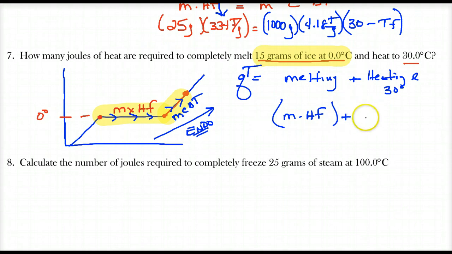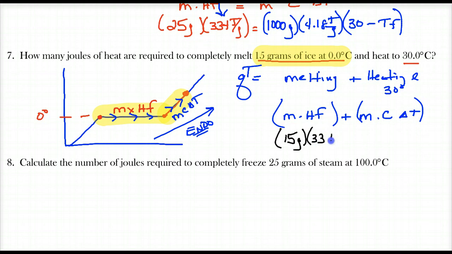So the melting is M times HF plus, well, how do I do this one? Well, mass is the same, right? But this is specific heat, change in temperature. Let's plug these values in so you see what I'm talking about. The mass of the ice is 15 grams. Heat of fusion is 334 joules per gram. I'm going to add this to the mass of the water now. So all of the ice has melted and now is water. Well, guess what? If it's a 15-gram ice cube, it will be 15 grams of water. It's not going to change. The mass, the density and volumes do, but the mass doesn't.